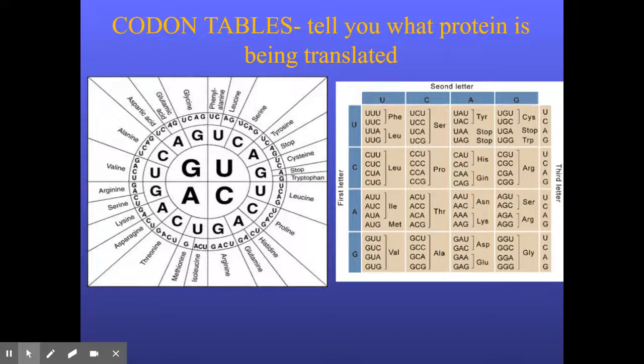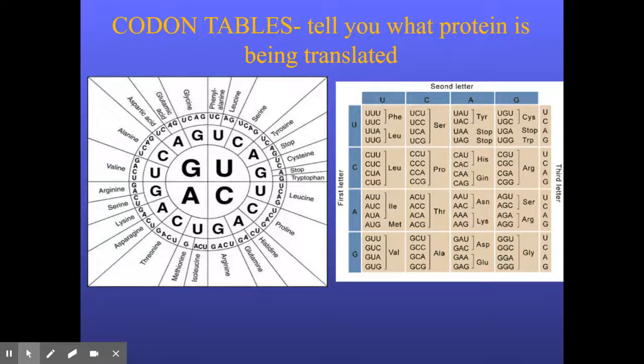All right, so the first one would be in the middle. The second one would be on the next ring. And then the third one would be the outermost smallest ring. You get how that works? And you just match them up, whatever it is.